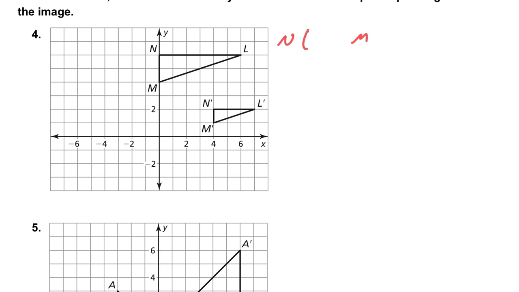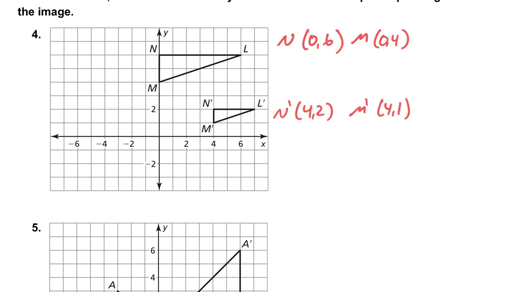So N is originally 0, 6. I think that's 6, yeah. And then M is 0, 4. I'm going to leave some space here, and I want to get all the way down to N prime, which is 4, comma 2, and M prime is 4, comma 1.